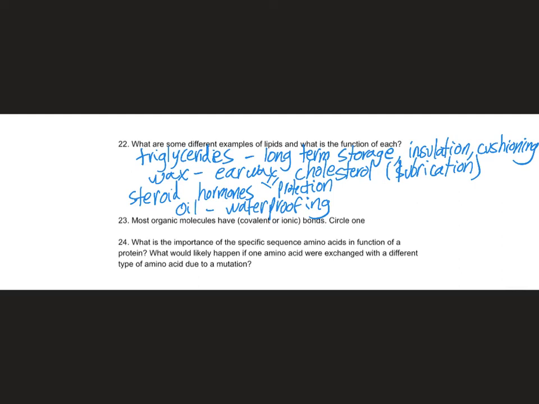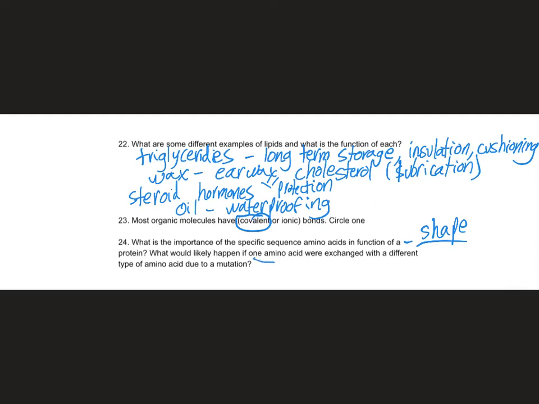Organic molecules usually have covalent bonds. And what is the importance of the specific sequence of amino acids in the function of a protein? So remember, shape is key. Proteins' functions depend on their shape. So if we have the wrong amino acid, it's not going to fold up the same way. It's going to make a different shape, and that protein probably won't work.